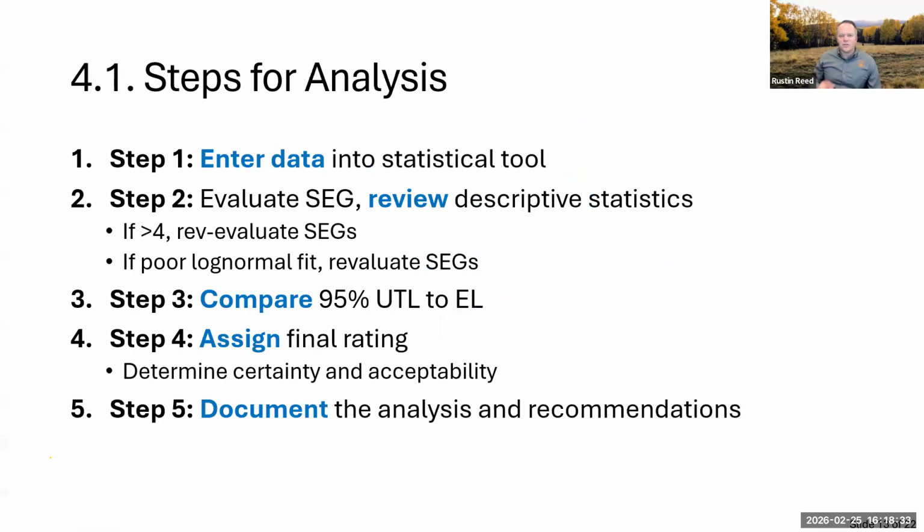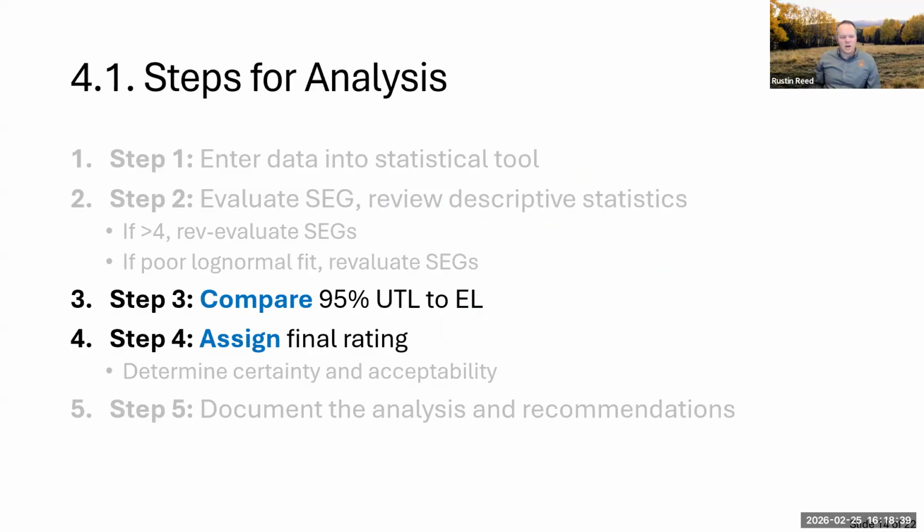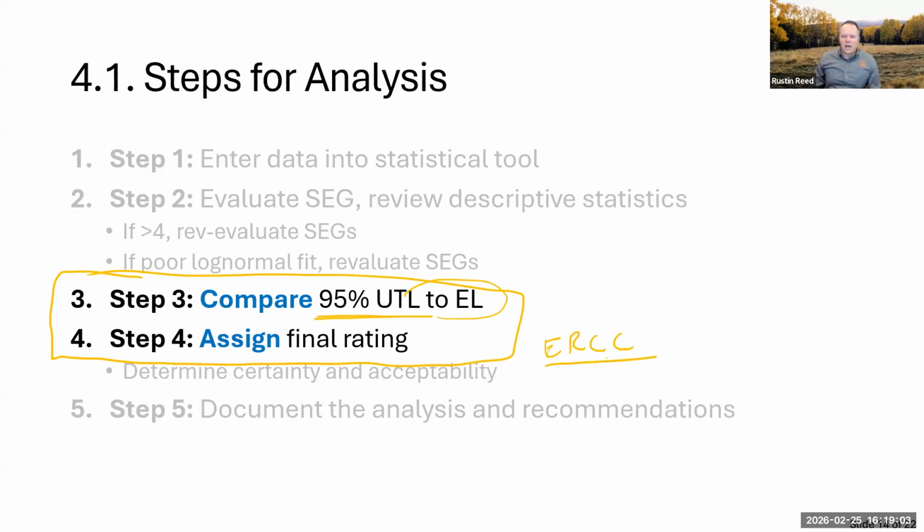Now, these are all the steps to analysis. We're not going to do all of these today. We're actually just going to do a couple. Next week, we will go through the full process, but I'm kind of breaking this down into pieces. We're going to focus on the core aspect of it where we are going to estimate our 95% UTL and compare it to our exposure limit, and then decide where our rating and control category are.